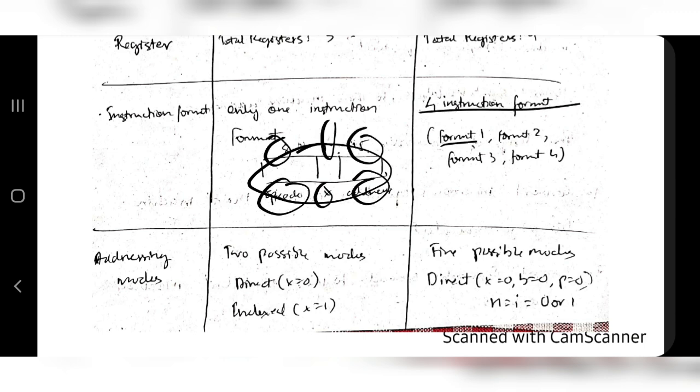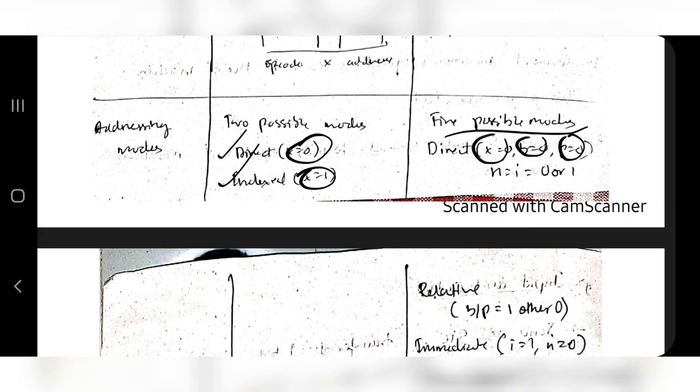Here there are 4 instruction formats: format 1, 2, 3, and 4, and 2 possible addressing modes: direct and indexed, X is equal to 0 or X is equal to 1. Here 5 possible modes are there: X is equal to 0, B is equal to 0, P is equal to 0, N is equal to 1, N and I are 0 or 1. Okay, so there are many more possible. Also, relative, where B is equal to 1 and the other is 0, and both can be 0 but not 1. Immediate, I is equal to 1 and N is equal to 0. Indirect means N is 1 and I is 0. Indexed means X is 1. Okay, so this was the first half of the module, and we'll be moving on to the next part, which is the assemblers.